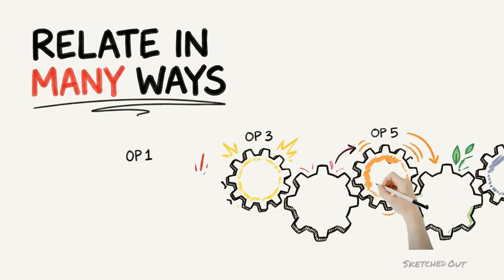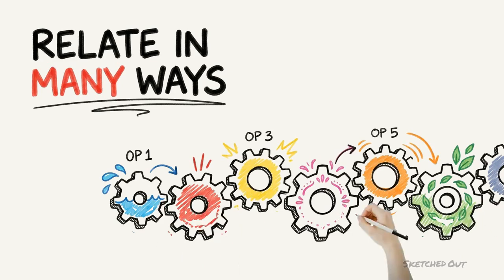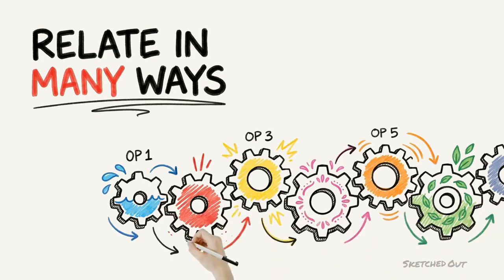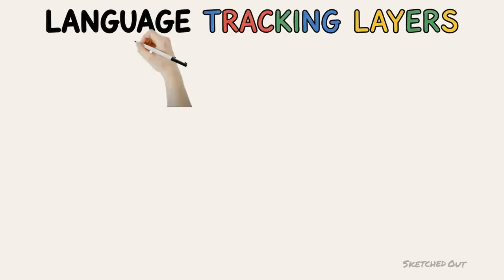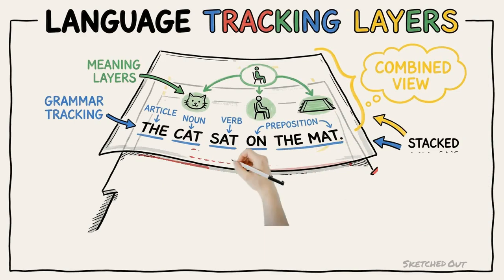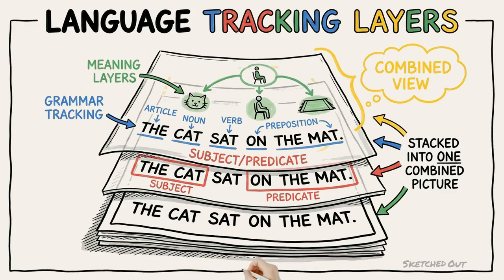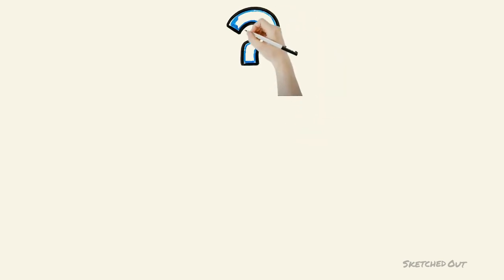So the machine runs many attention operations side by side, each with its own queries, keys, and values, each free to specialize. This is multi-head attention. Picture several transparent sheets over the same sentence, one highlighting grammar, one tracking who did what to whom, one following the subject, all stacked into one combined picture.